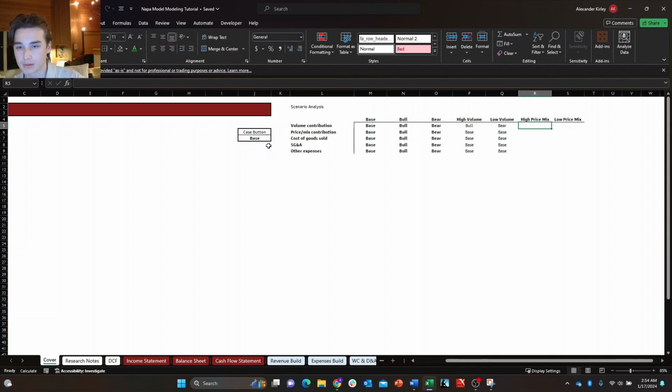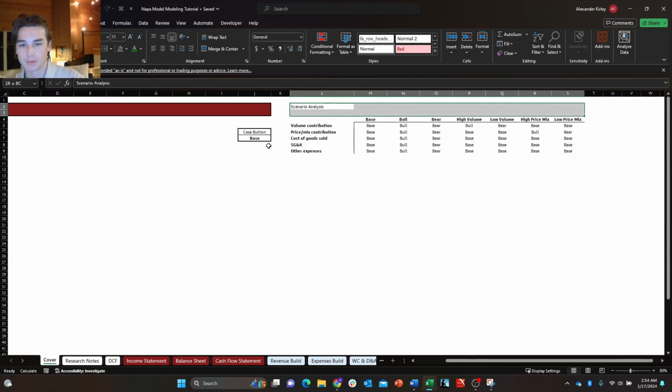For high price mix, everything will be base except the price/mix contribution. So high price mix, bull. You see where this is going. Low price mix, bear. Hoping this is making sense so far.